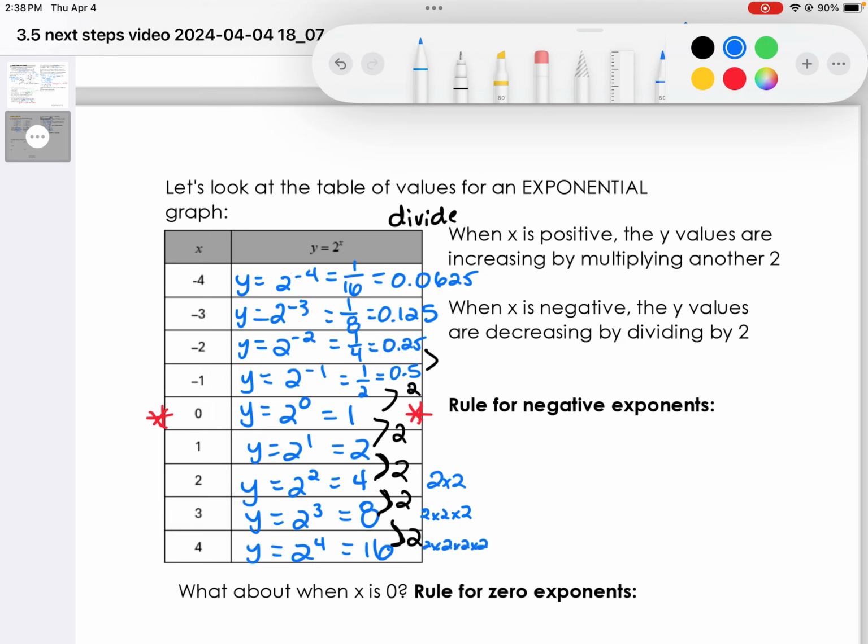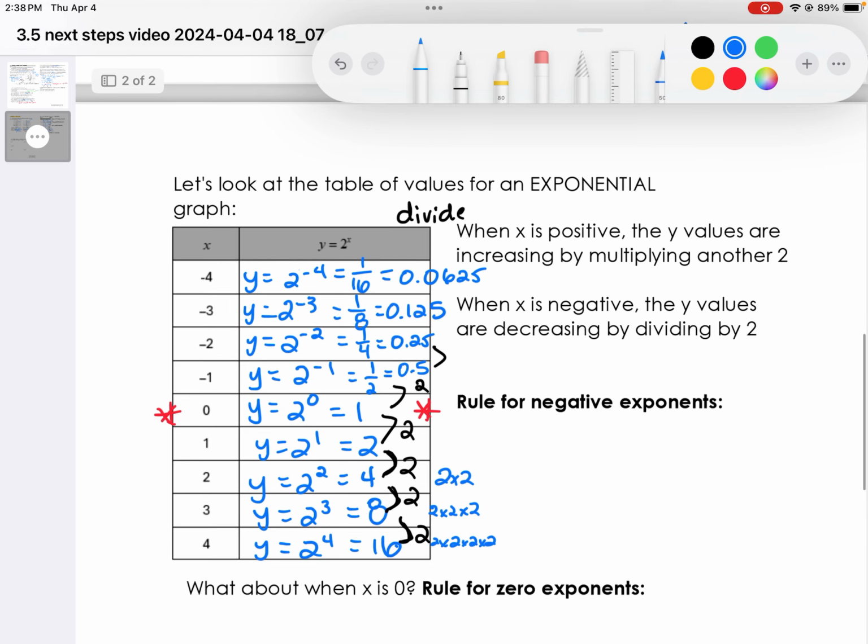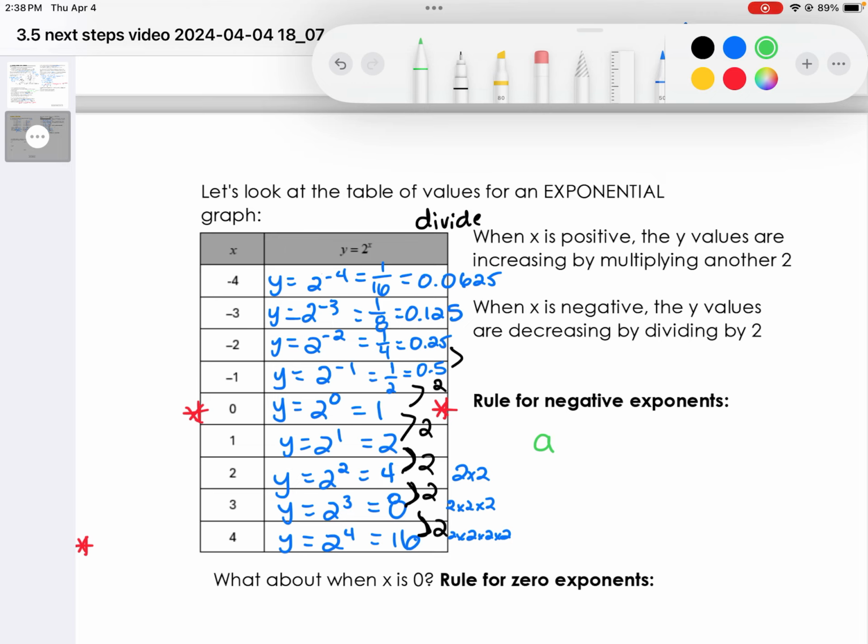So the rule for negative exponents, I'm going to write it using the letter a, I think usually we use a for exponent laws. a to the power of -x is going to be 1 over a to the positive x. And so sometimes the questions will ask for exact form or rational form, which means that you have to leave it as a fraction.